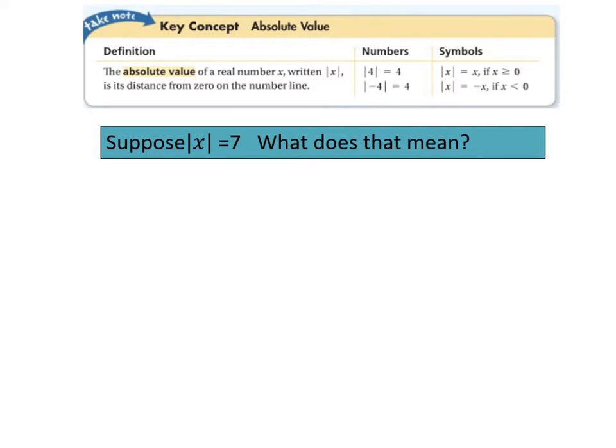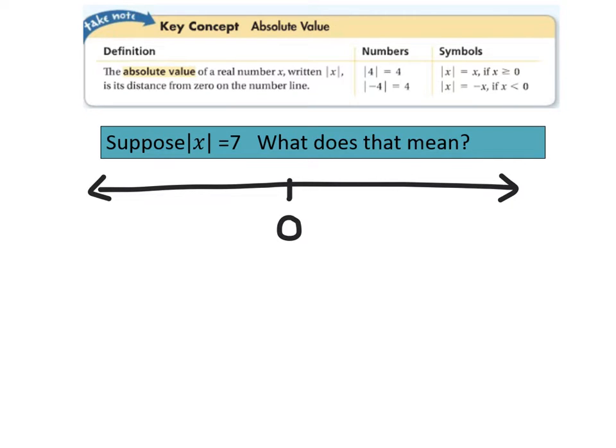Now suppose we were thinking of the absolute value of x is equal to 7. That means that we want a number that is 7 units away from 0. On our number line, I could have either positive 7 or negative 7, because the distance to get to 0 for both of those would be 7 units. So x could equal positive 7 or negative 7.